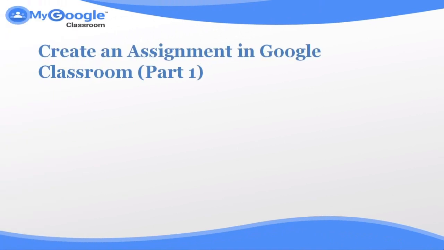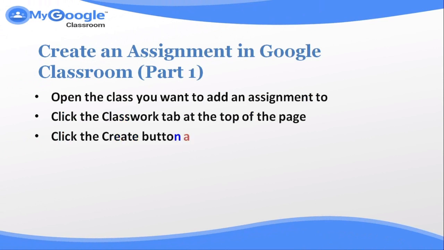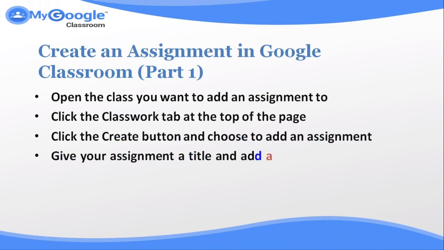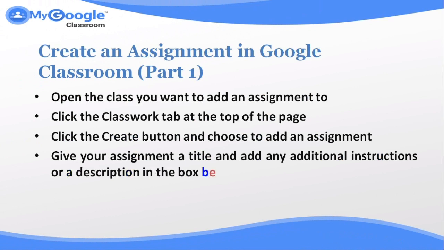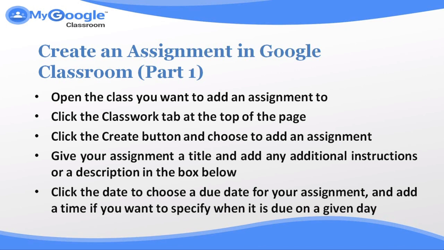Create an assignment in Google Classroom. Part 1. Open the class you want to add an assignment to. Click the Classroom tab at the top of the page. Click the Create button and choose to add an assignment. Give your assignment a title and add any additional instructions or descriptions in the box below. Click the date to choose a due date for your assignment and add a time if you want to specify when it's due on a given day.